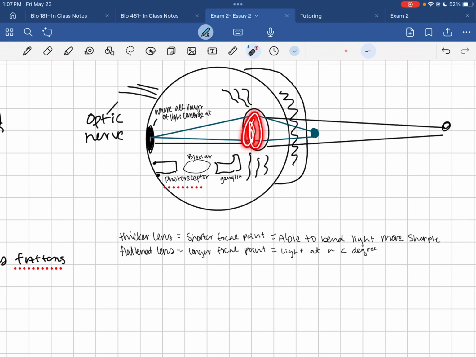The light will converge on the lens, and then the pupils will constrict, which increases the depth of focus and how much of the visual field we can keep in sharp focus. But there are some focusing errors.